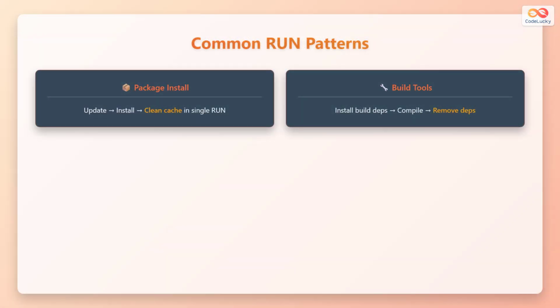There are several common patterns for using the RUN instruction in Dockerfiles. One pattern is to update, install, and then clean the package cache in a single RUN instruction. Another pattern is to install build dependencies, compile your application, and then remove the dependencies in a single RUN instruction. These patterns help to create efficient and optimized images.